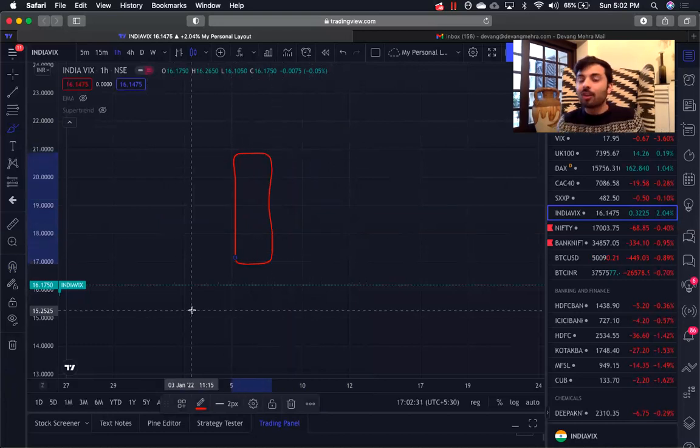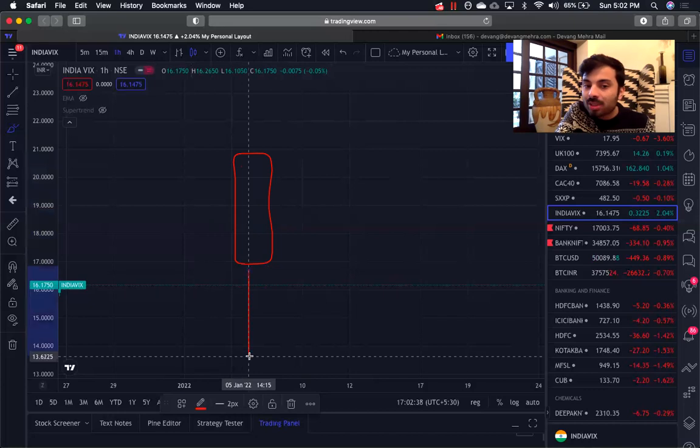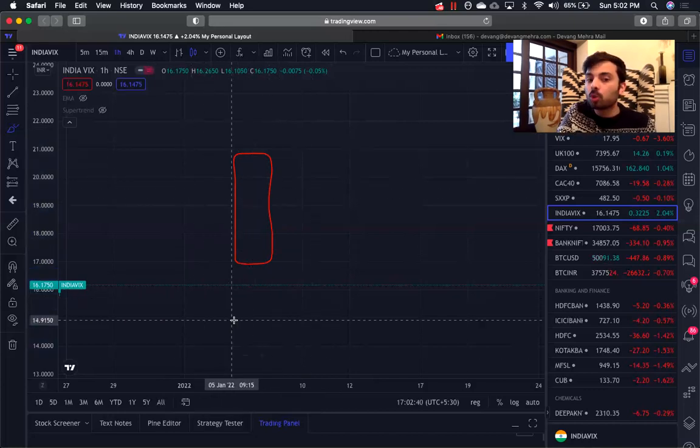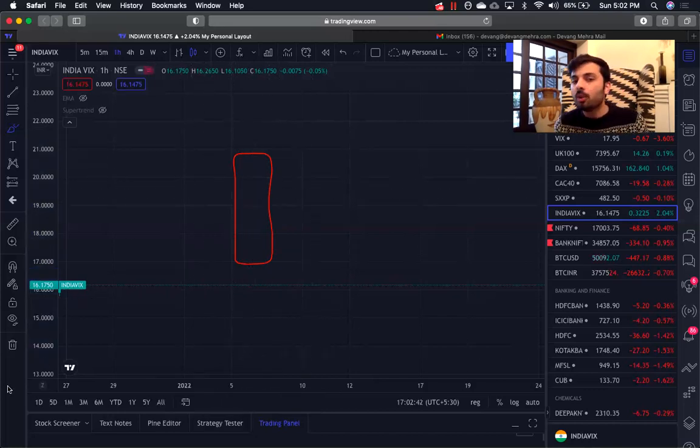One of the most important criteria of a mother bar is that it is a full-bodied bar. It will not have too many shadows. It should be a good Marubozu bar, which means hopefully no wicks, no shadows. That should be the criteria in a mother bar. And this bar will be a high volume bar because it's a breakout bar.